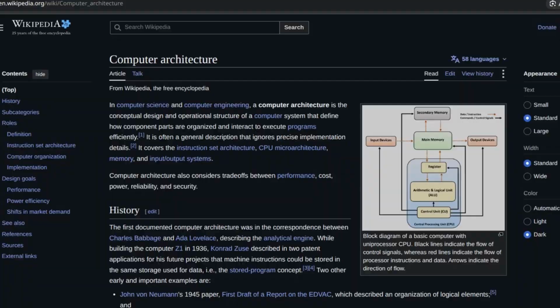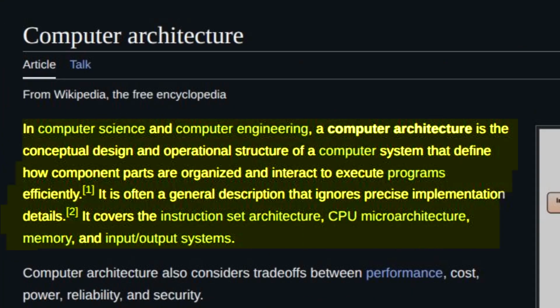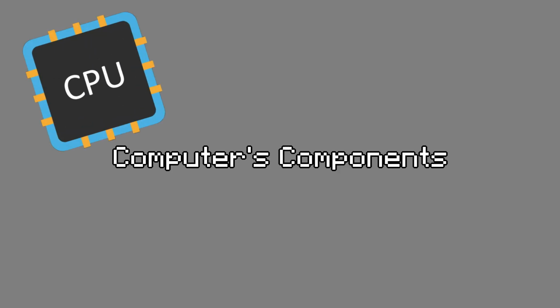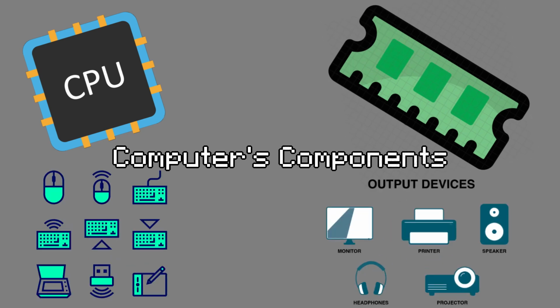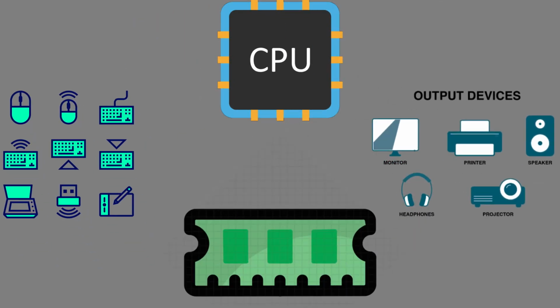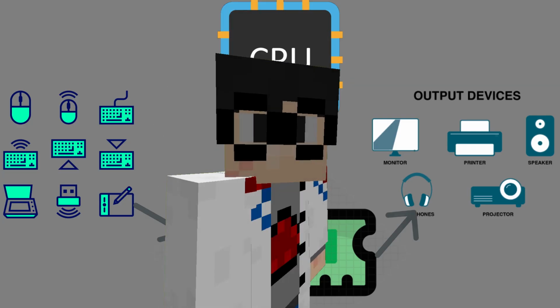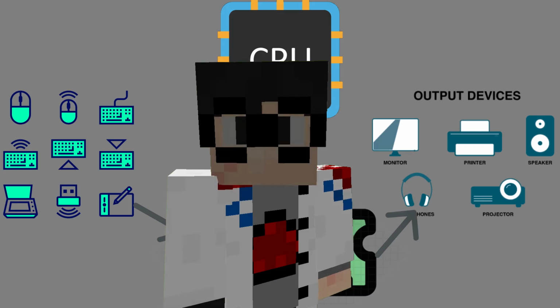First, what is computer architecture? To understand it simply, computer architecture is the design and organization of a computer's components. These components include the central processing unit, or CPU for short, memory, and input and output devices such as keyboard, mouse, and monitor. Computer architecture essentially tells us how to connect these components together to create a functional computer. Now that we know what computer architecture is, we can discuss the different types of computer architectures.